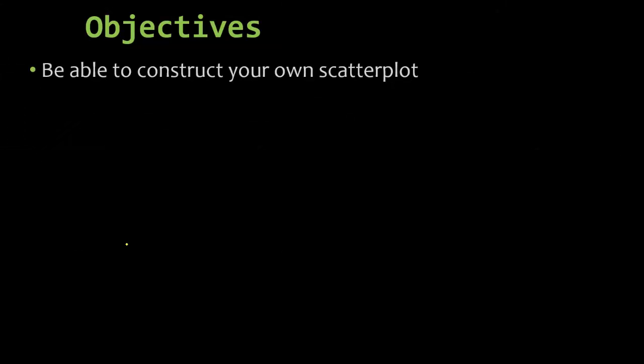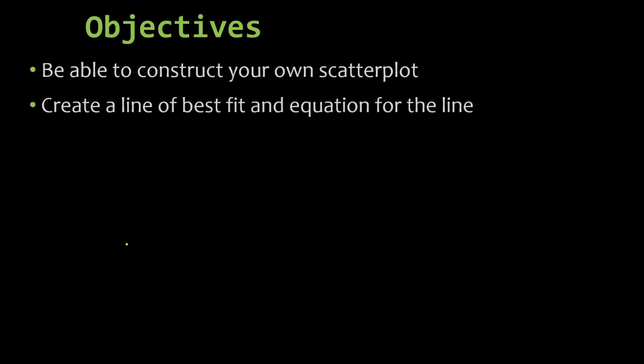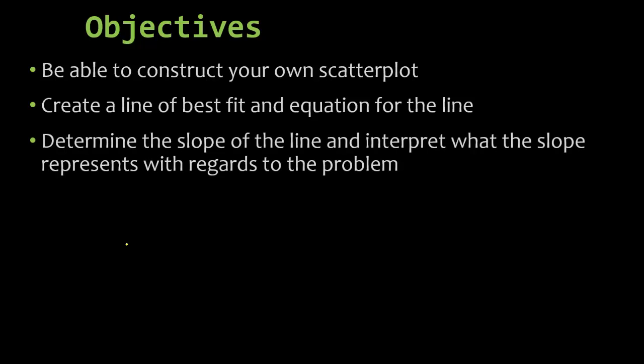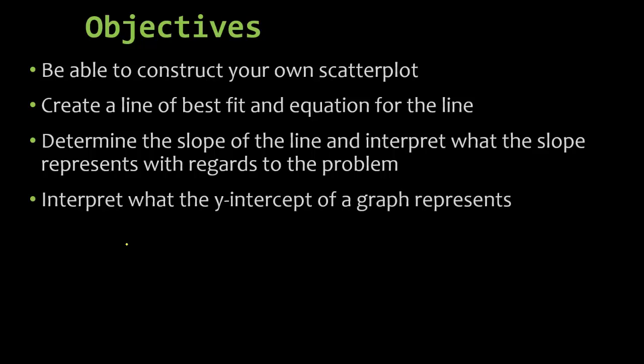Be able to construct your own scatter plot. That's actually pretty straightforward, should not be a problem for you. You will create a line of best fit and an equation for that line. You'll do that on the calculator. You'll determine the slope of the line and interpret what the slope represents with regards to the problem. The slope you'll get from your equation, and as far as what it means with regards to the problem, you've actually kind of done that before, except you're not just going to say, well, it goes up this many and right this many. You actually have to figure out what it means. And you will interpret what the y-intercept of a graph represents. So other than just being a number, you'll see that you can actually get some information from that.